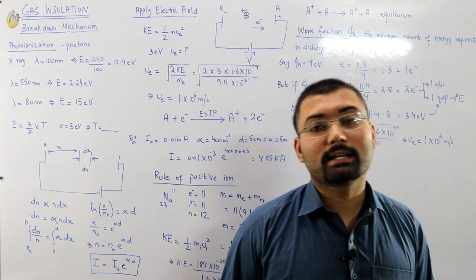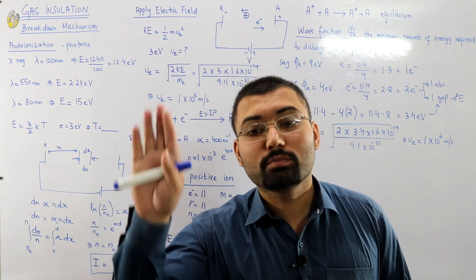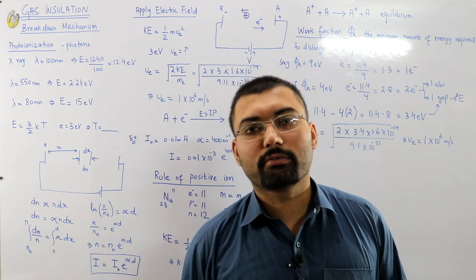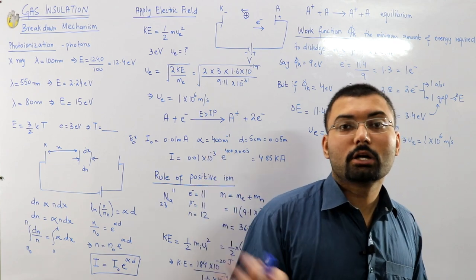But over here, the circuit breaker is a normally closed switch, which means that it has to pass the normal amount of current. So if I take a higher work function, it cannot pass the normal amount of current.